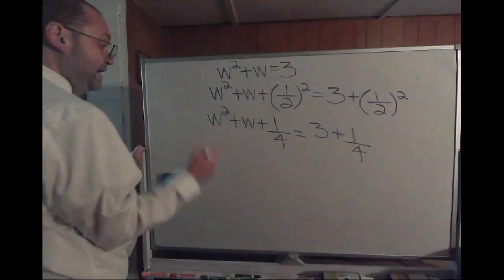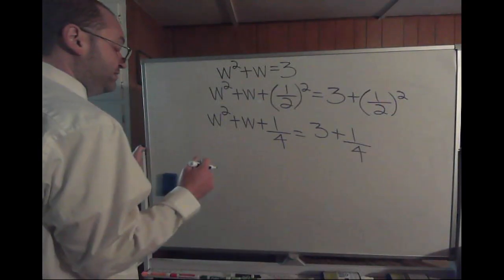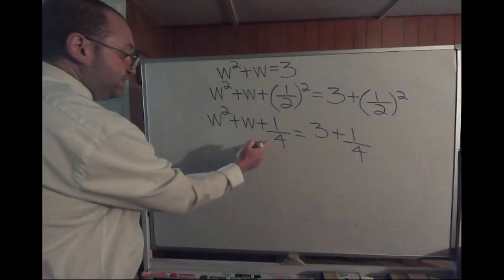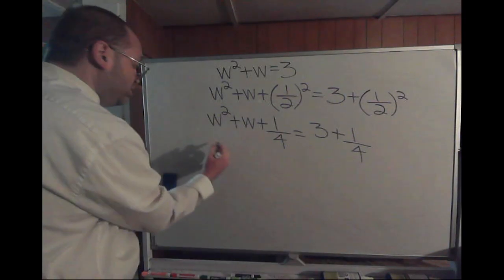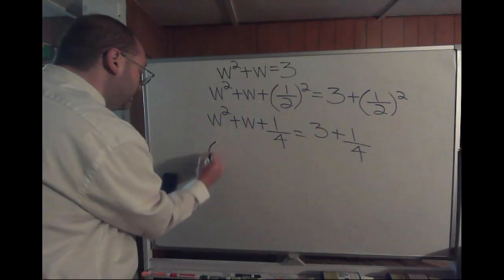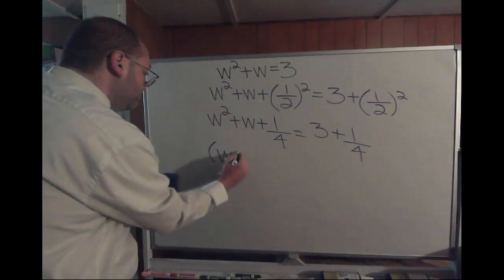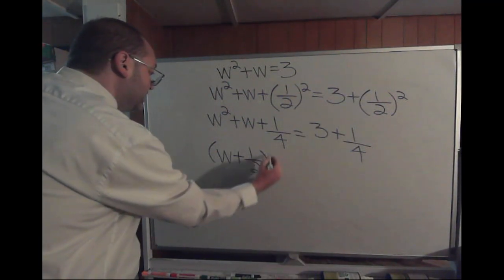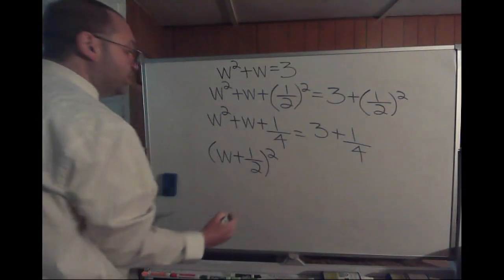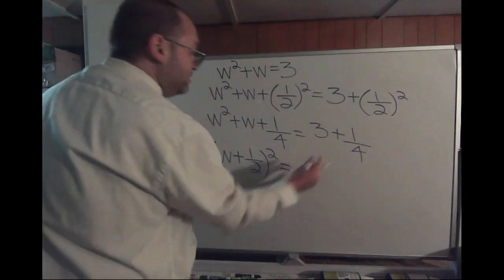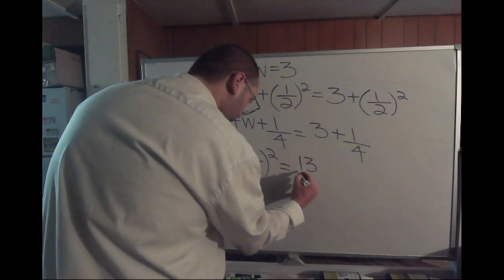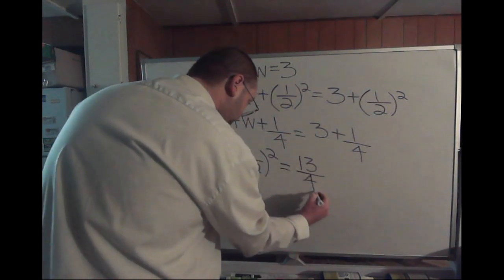Okay, well, now what we have here is, we can make this a perfect square. This is a perfect square trinomial, which will be a binomial square of w plus 1/2, that quantity to the second power. That's going to be equal to 3 plus 1/4, which turns out to be 13/4.